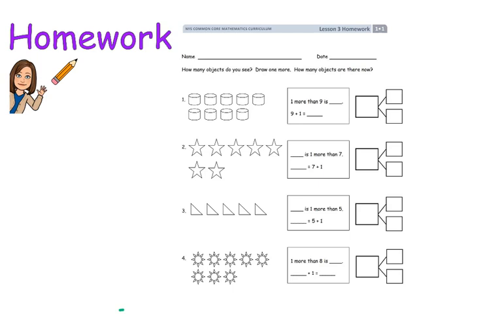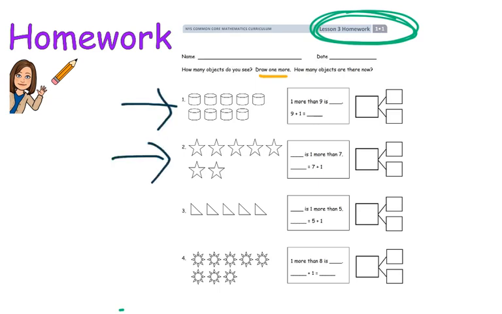Now you're going to see this next page, which is the homework page. I'm going to read the directions with you, and then you're going to finish the page, okay? So let's see the directions. How many objects do you see? Draw one more. How many objects are there now? So for each problem, for the cylinders here, for the stars, for the triangles, and then these, those look like suns maybe, or flowers, you're going to draw one more to each picture, okay?